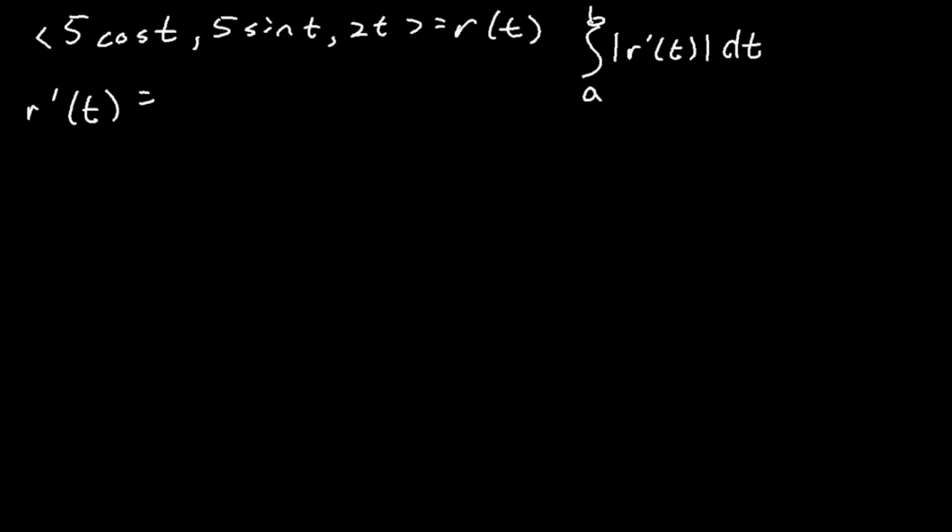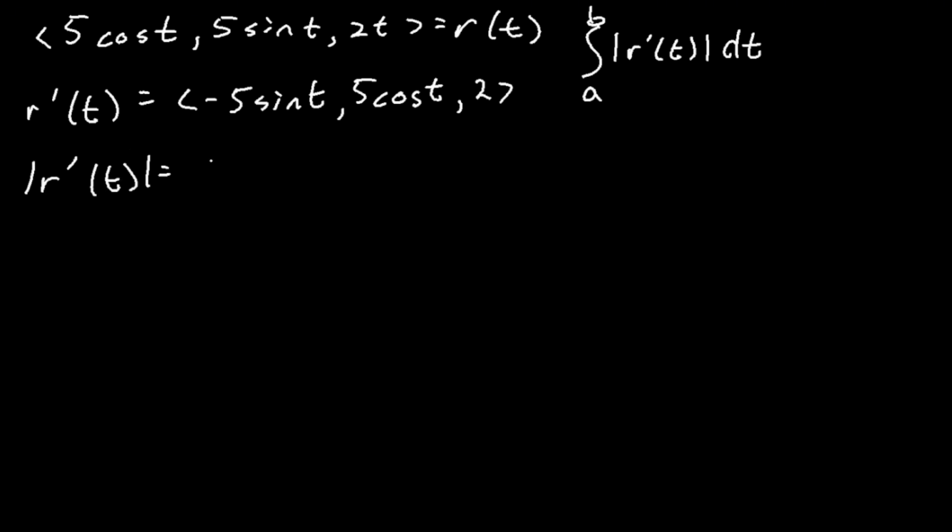R prime. So, we integrate everything here. Integrate it? Derive it. Derive everything here. Derivative of 5 cosine t is negative 5 sine of t. And derivative of 5 sine of t is 5 cosine t. Derivative of 2t is 2. All right, find the magnitude of this. So we're going to square all the components of this vector and square root everything.